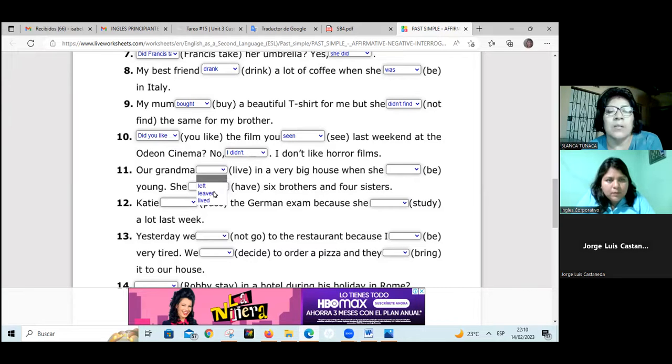Live. In a very big house. When she... When ella fue, estuvo joven, when she was. She was young. Okay. She had six brothers and four sisters. Katie passed. She passed, ¿verdad? Passed, creo que es con D. Passed the German exam because she studied, creo. Studied a lot last week.